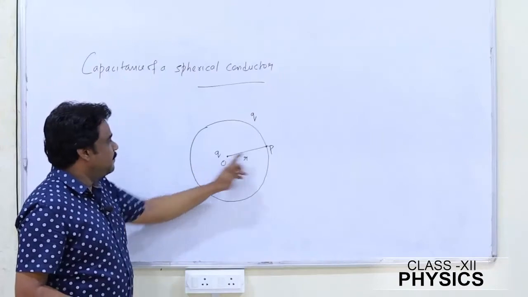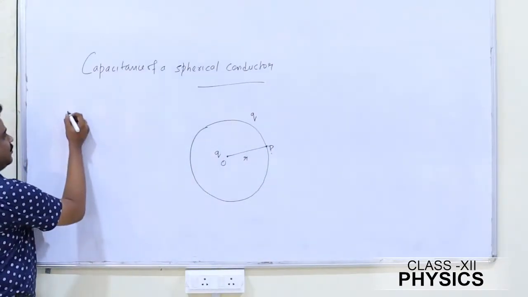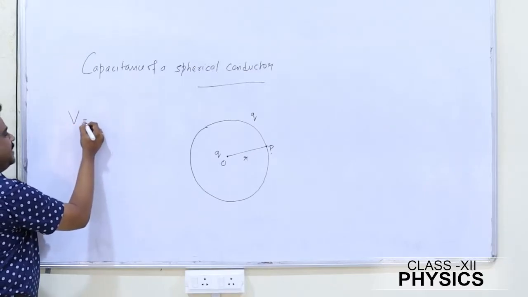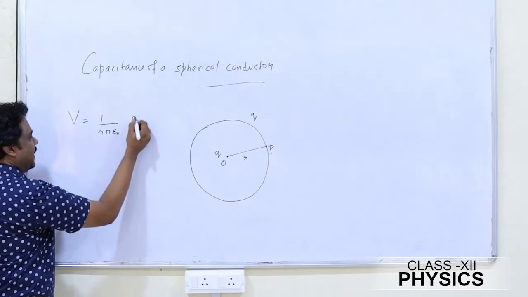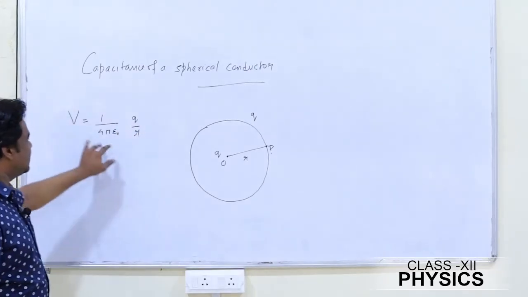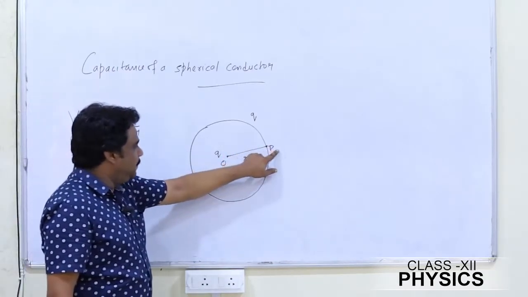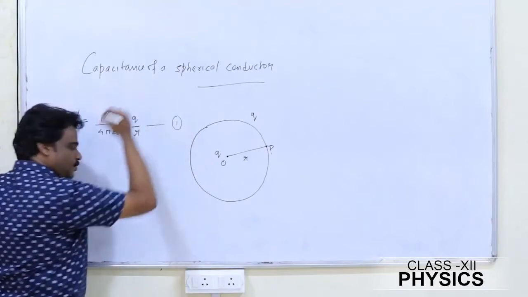So, what will be the potential at a point P on the surface? What is the expression for potential due to a point charge that we derived? V is equal to 1 by 4 pi epsilon naught Q by R. You know this formula. Obviously, this is the potential at point P, which is at a distance R from the center. I am going to mark it as equation number 1.